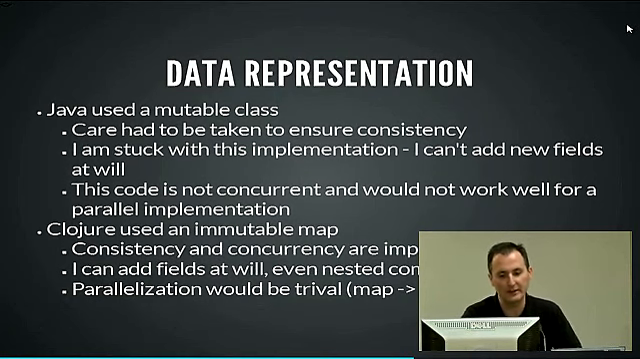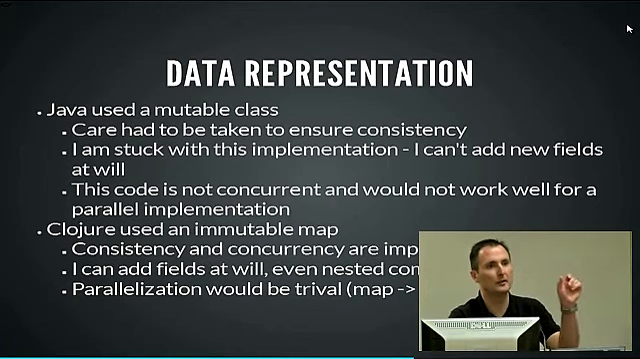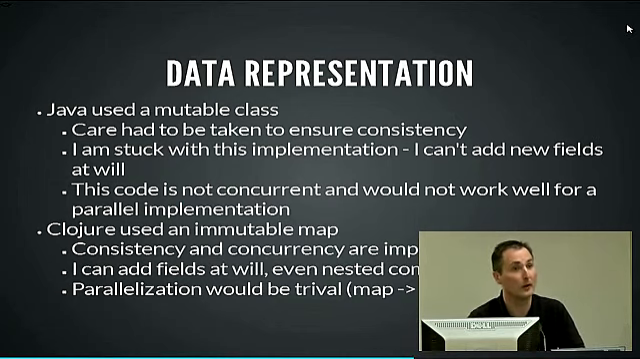Java used mutable classes. Care had to be taken to ensure consistency. Every time I stepped through and I made a new car, I had to make sure I filled in every field. If I were stepping through there and I didn't quite step to the right place, my state wouldn't quite be where I wanted as I looked at it. One thing that is important here is I am stuck with the implementation I designed. If I said, well, I really care about the interior of my car, how would I add that? Well, I have a rigid hierarchy. My car does not have a field for interior, so I'd have to go and change my API. So, it's not particularly flexible.